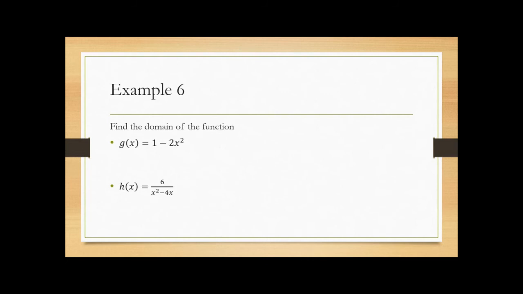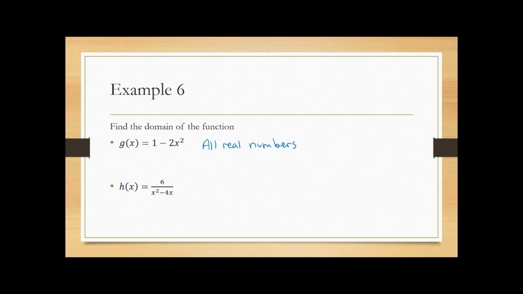So you're just checking: am I dividing by 0 anywhere? Do I have a square root anywhere? If not, my domain is automatically all real numbers. Nice and easy. We assume all real numbers unless there's something that tells us otherwise.